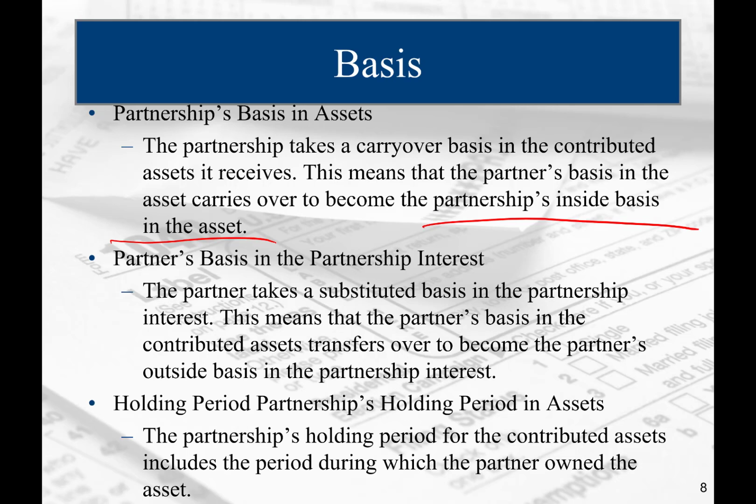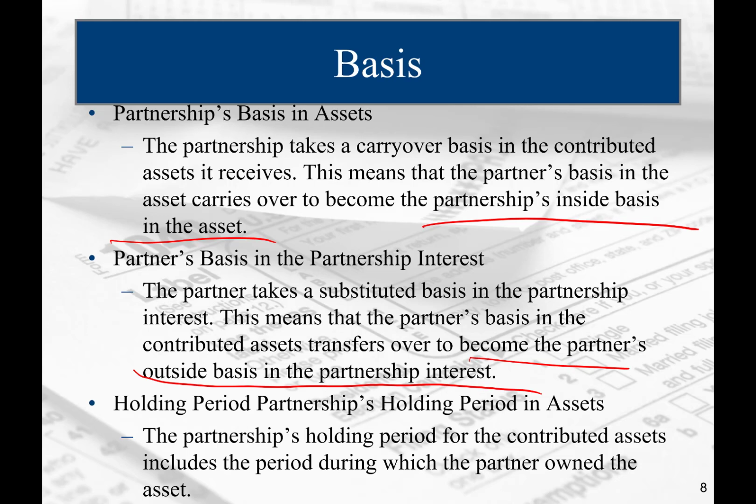The partner's basis in the partnership interest: the partner takes a substituted basis in the partnership interest. This means that the partner's basis in the contributed asset transfers over to become what? The partner's outside basis in the partnership interest. Now he's got something that's evidencing his share of the partnership. He's holding that outside, but it's still the basis that he had in the property.